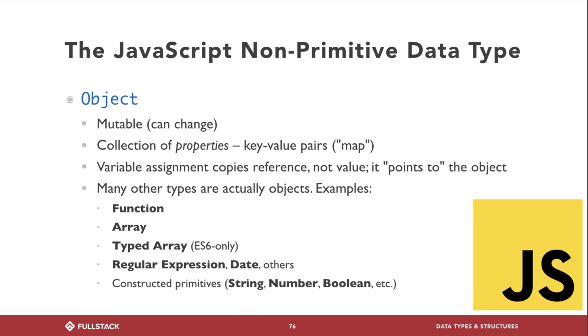Conversely, an object, which is every other kind of thing in JavaScript, is an object. Regular expressions, date objects, typed arrays, functions, all of those are objects. They can change. And this is a difference of what we call pass by value and pass by reference. And to really understand this, you have to understand memory like we were just talking about.